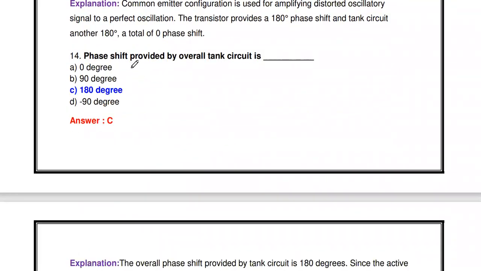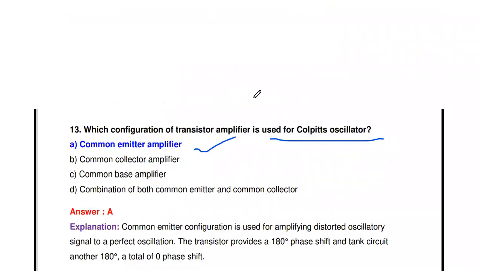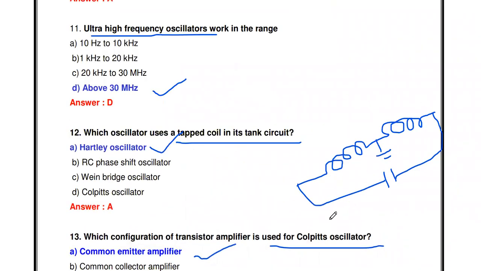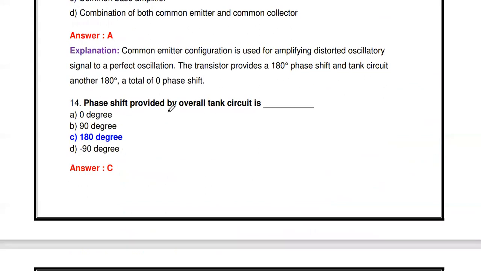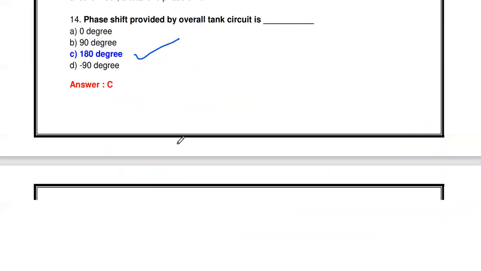The next thing, the phase shift provided by the overall tank circuit is dash. Okay. So what is the phase shift provided by the overall tank circuit? This is the tank circuit, the LC circuit, resonant circuit. These are all other names of the tank circuit. So this tank circuit in Colpitts, Hartley, Clapp produces a 180-degree phase shift. The common emitter amplifier produces another 180-degree phase shift. So the phase shift provided by the overall tank circuit is 180 degrees.